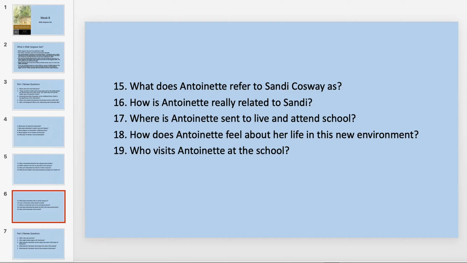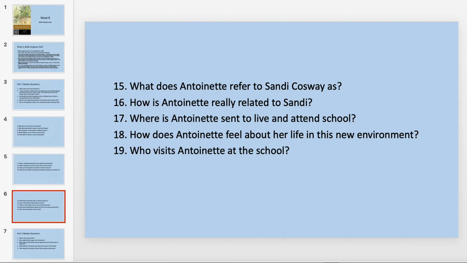So Sandy Causeway, she calls her cousin. She just uses this as a catch-all term for people she knows are vaguely related to her that are her age, so just cousin, but he's actually her nephew. So if you were confused about that, that's actually her nephew. And again, she's not fully aware of how they're related. She hasn't quite put all of that together to think of him as a nephew because they're both young, they're both kids. Going on to 17, where is Antoinette sent to live and attend school?